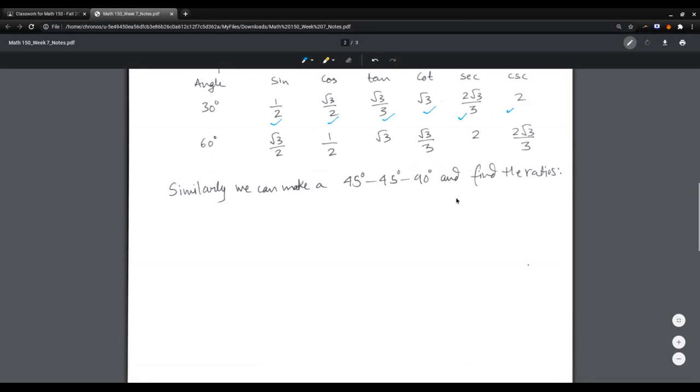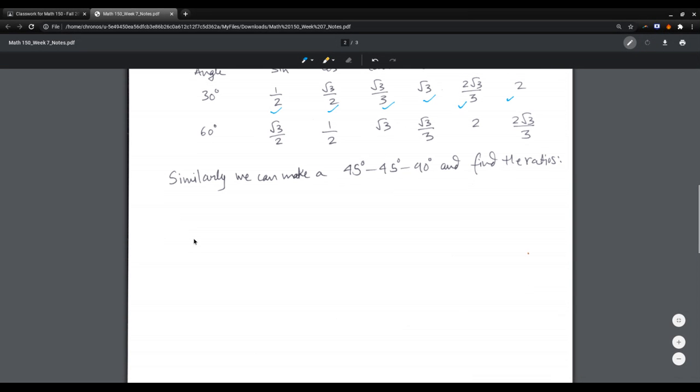Similarly, we can make a 45, 45, 90 degree triangle. So let's try that. This is 90, this is 45 degrees, 45 degrees. Now you should be able to answer this question. What type of a triangle is this? And the answer to that is it's an isosceles triangle, right? Because two sides are equal.